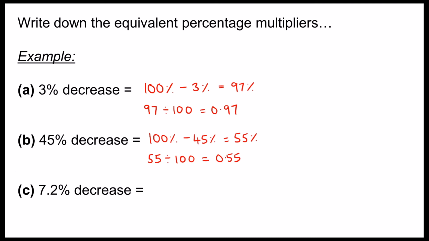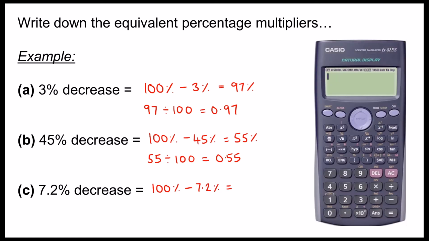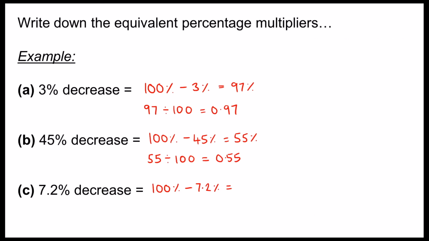And for part C, I want to do the same thing. So I've got 100% subtract 7.2%, and I want to work out what percentage I've therefore got left over. Again, if I wish to, I can use a calculator to help me work these parts of the question out. So 100 take away 7.2 gives me an answer of 92.8%.